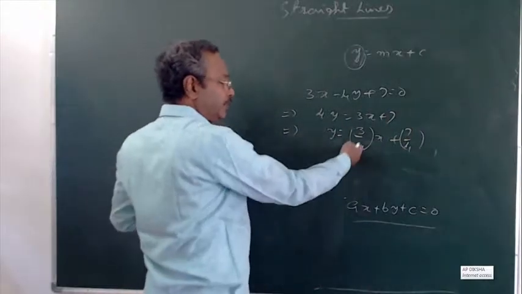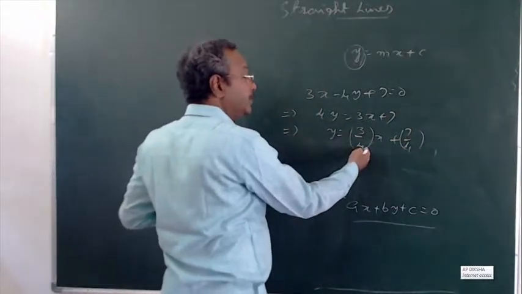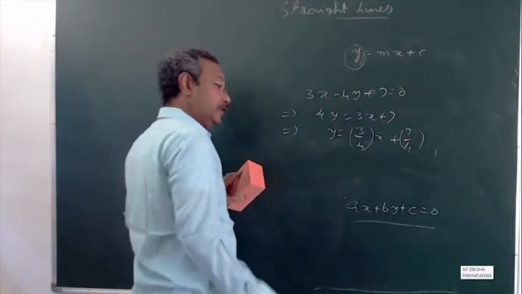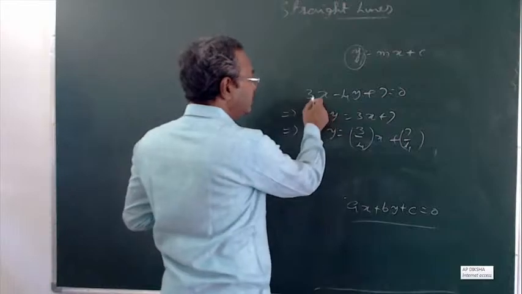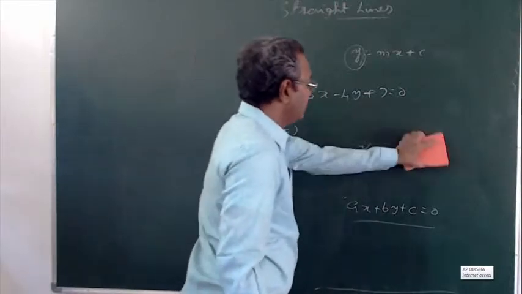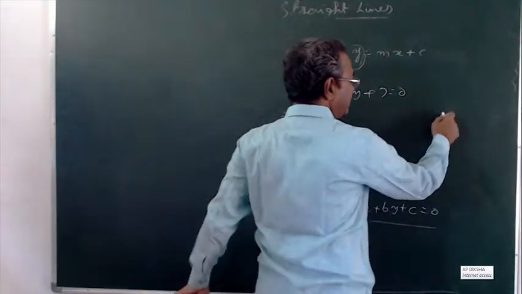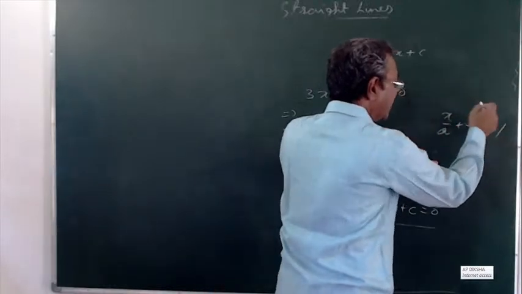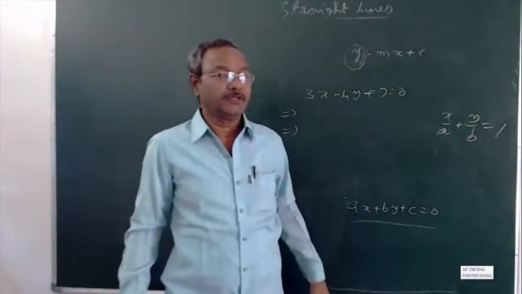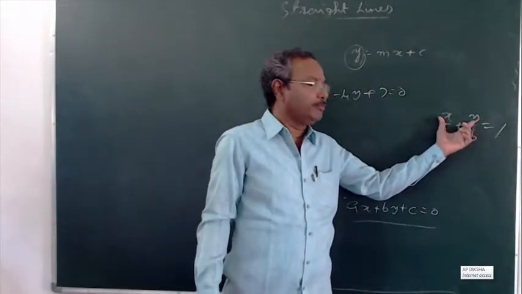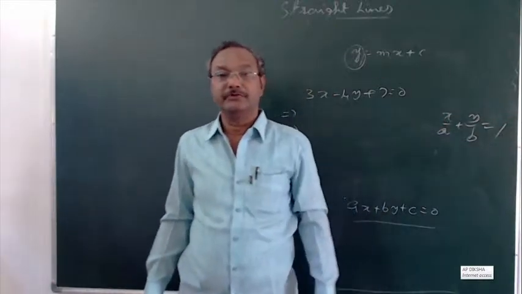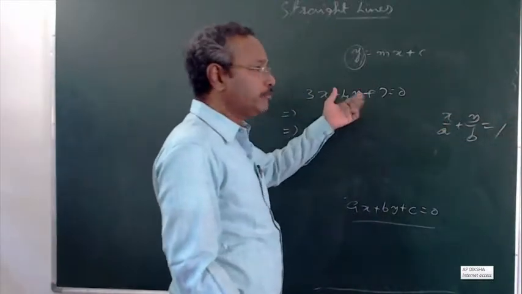So the slope of the straight line is 3 by 4 units and the y-intercept of the straight line is 7 by 4 units. Similarly, reduce this equation to the intercept form. Right, what is the intercept form? The intercept form of the straight line is x by a plus y by b is equal to 1. And you can see that the x term and the y term should be on one side of this equality. On the right side, the constant should be equal to 1. So, how are we going to write this equation?